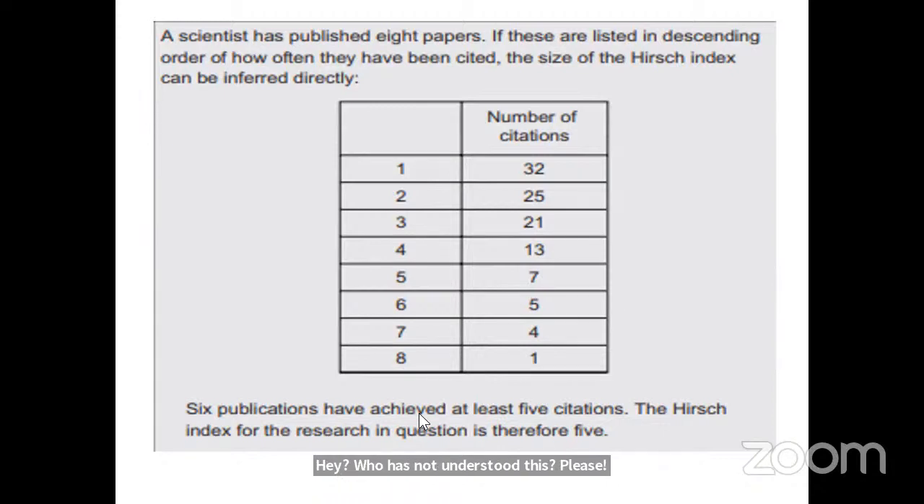Who has not understood this mathematics? Okay, I'll explain again. The row in which the row number is greater than the number of citations, you have to stop there and you have to see one row above it. That is your H index. Let's take one more example, a real life example.